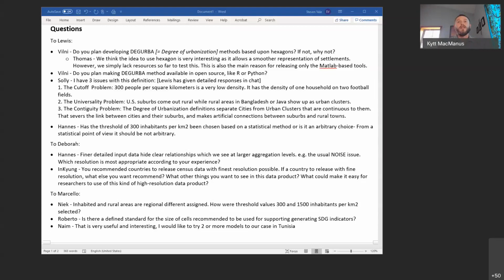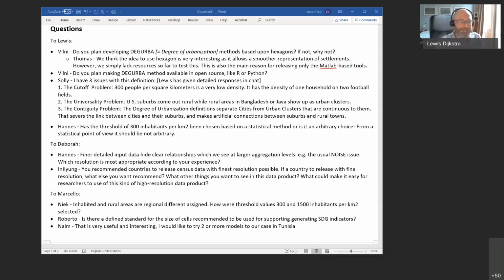So the questions that are left are these deep questions about the DEGURBA methodology that I think it is important to discuss, although given our time constraints, I'm not sure if this is the right forum for that. But Lewis, I'll leave it up to you how far you want to get into responding to this, and go ahead.